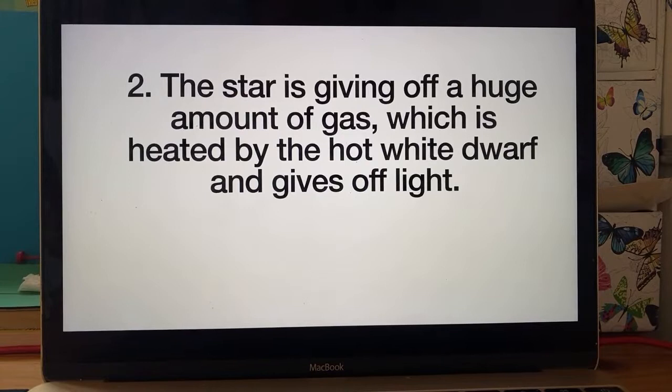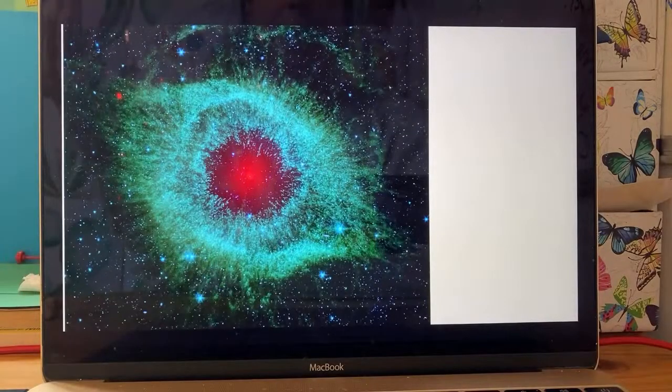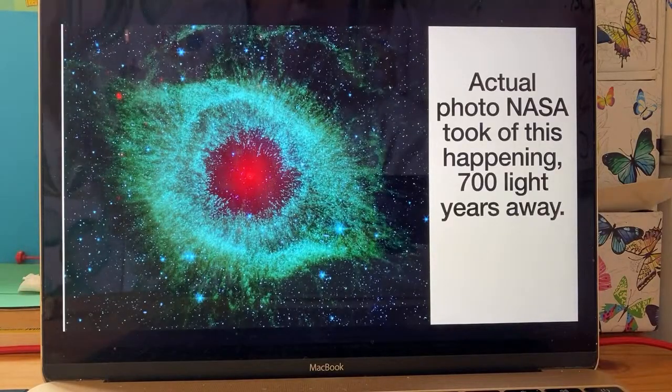And the second thing that happens at the same time as you get your red giant collapsing and turning into a white dwarf is the star is giving off a huge amount of gas, and this gets heated by the hot white dwarf and gives off light. Here is an actual photo NASA took of this happening 700 light years away.